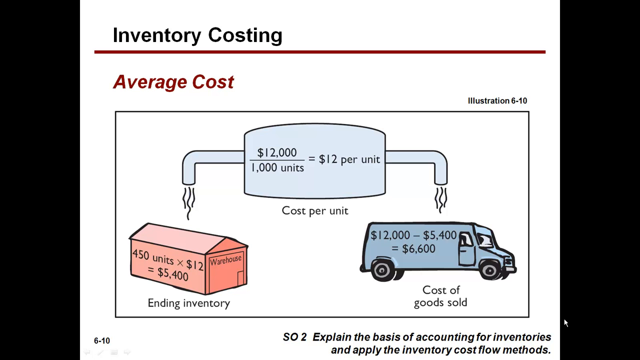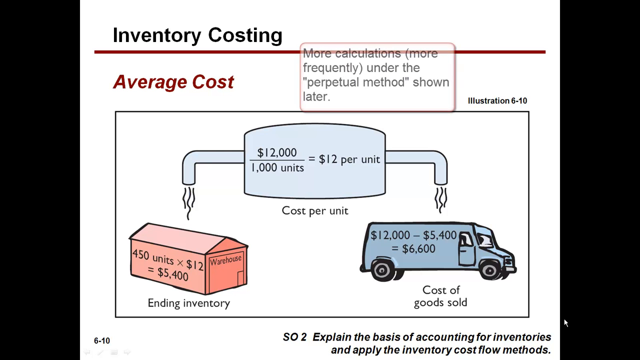These calculations will be more involved using the perpetual method later. This is the periodic shown here. Perpetual will make calculations on a daily basis to come up with different averages during the period of time. Why? Because we're constantly updating inventory under the perpetual method, and therefore there's more calculations.